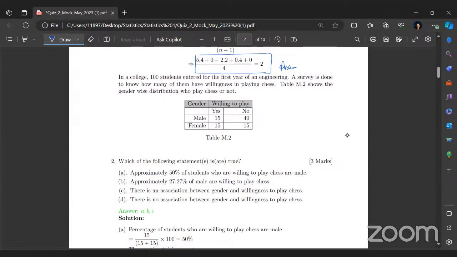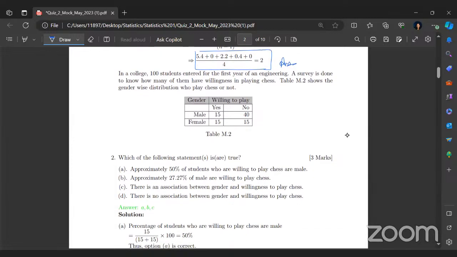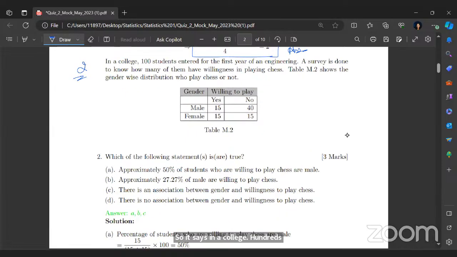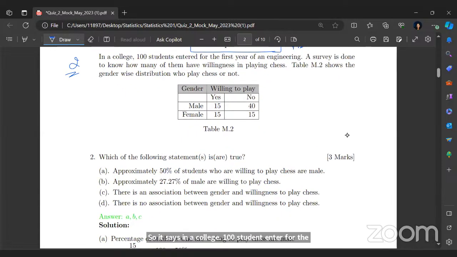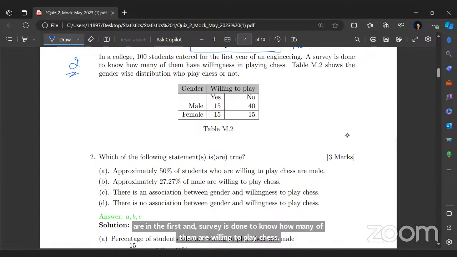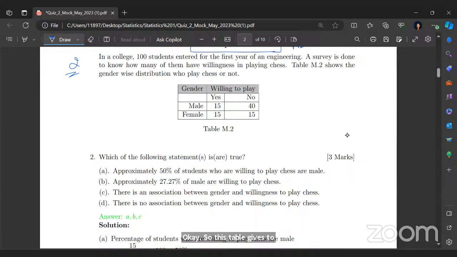Now look at the second question. So this is for question number 2. It says in a college, 100 students enter for the first year of engineering. So you have 100 students who are in the first year, and a survey is done to know how many of them are willing to play chess. Okay. So this table gives you the gender-wise distribution, who plays chess or not.